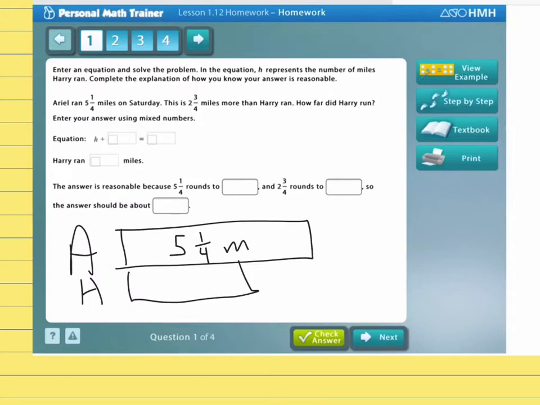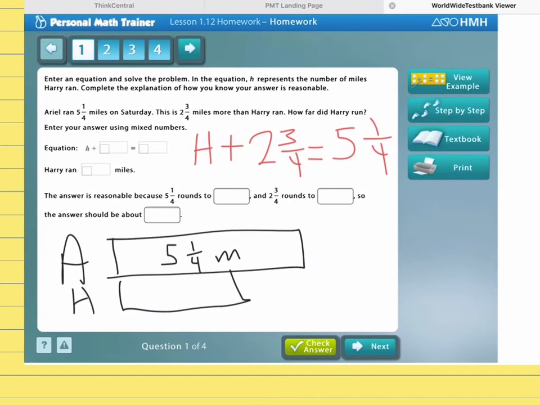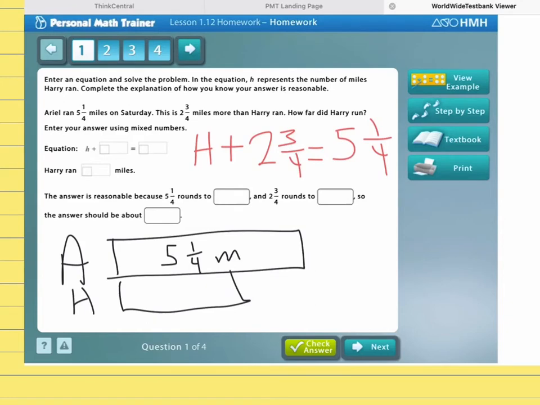I have Harry, in this amount here. So Harry, plus the 2 3/4 miles that I have here, will equal the amount Ariel ran, which is the 5 1/4 miles. All right, once we've set up the equation, we know that h plus 2 3/4 is going to equal that. So now we have to solve for h.